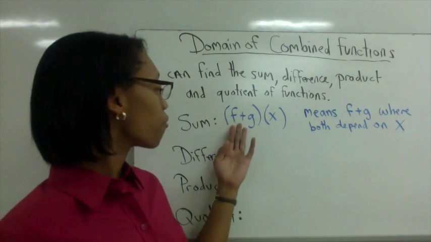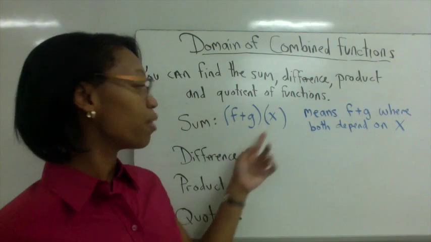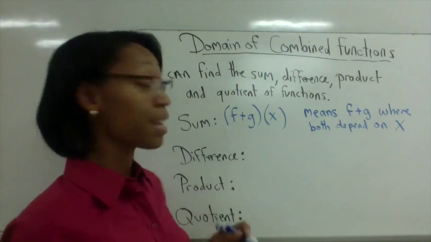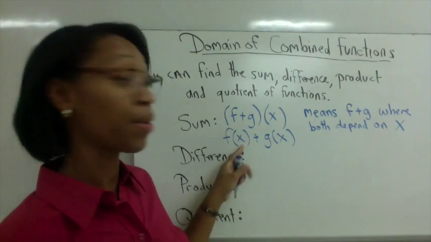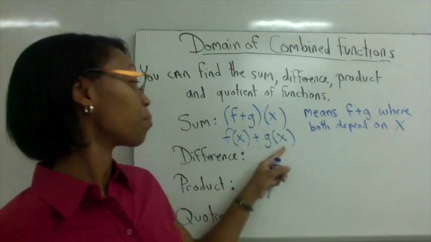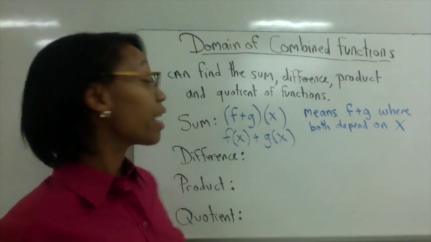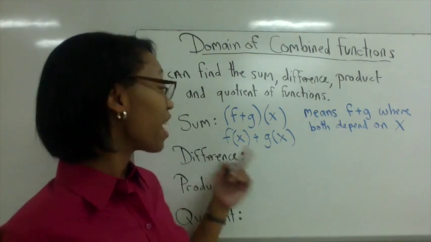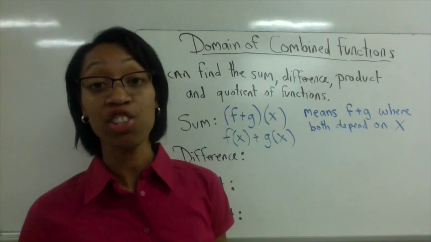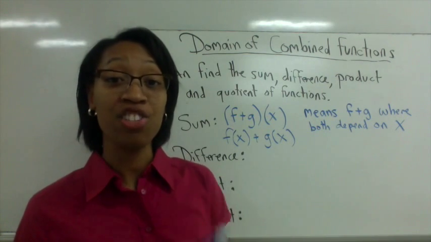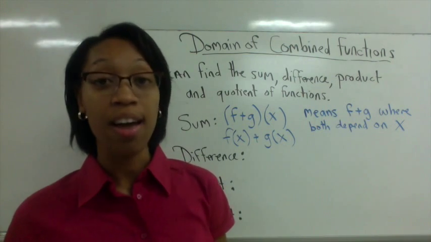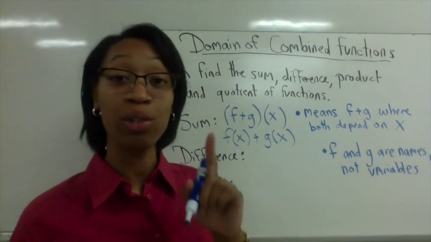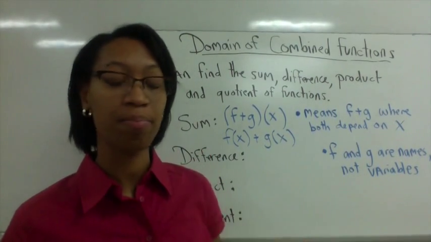Now this f plus g might not be the way that you're used to seeing it written. You can also write that exact same thing like this: f of x plus g of x. Now it's important to remember that we're talking about functions, and that f and g are the names of the functions we're adding, not variables that you're plugging in for. The only variable is the x.